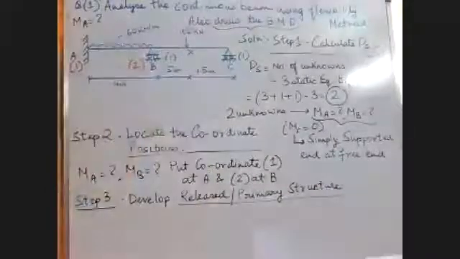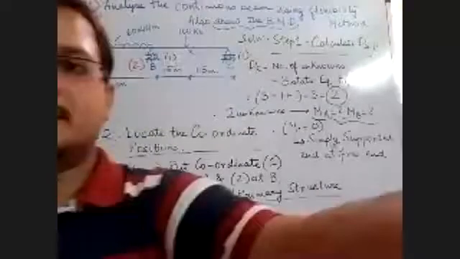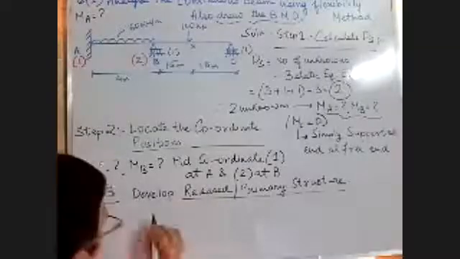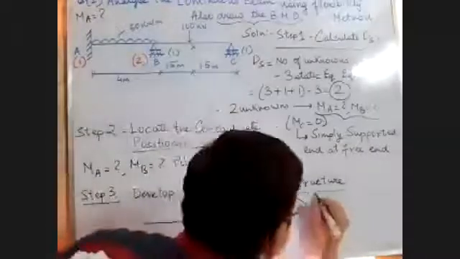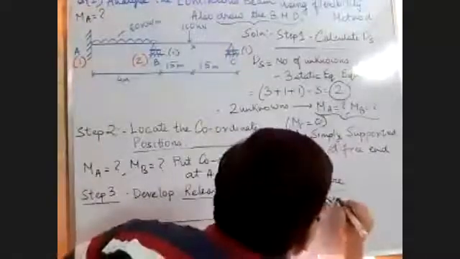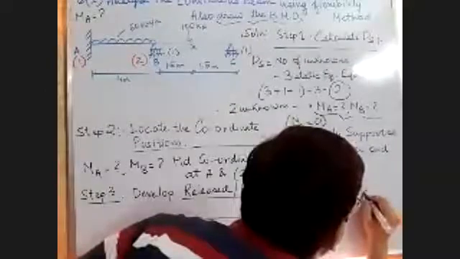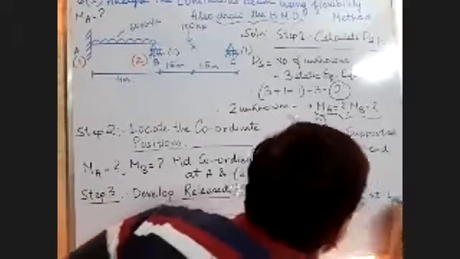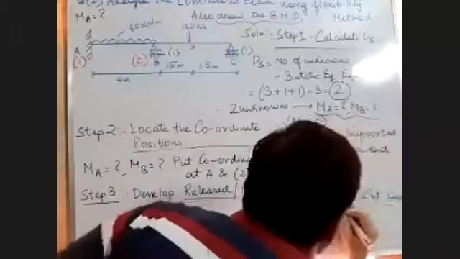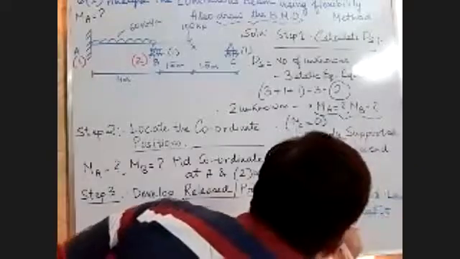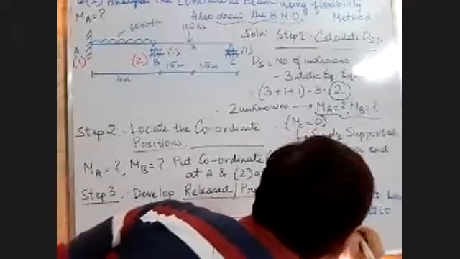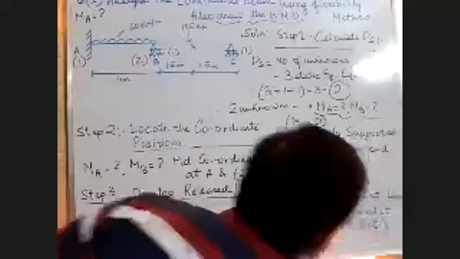So what is this released or primary structure? It is nothing but removing the external load. Write down: remove external loads and convert it to statically determinate. Convert it to statically determinate.